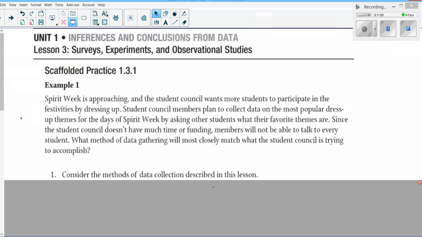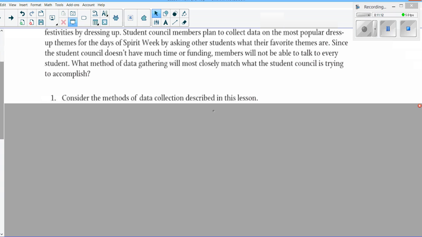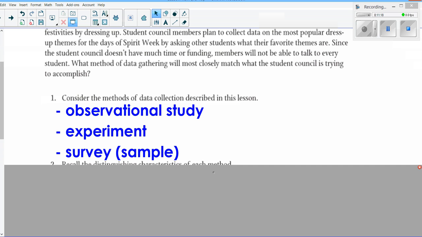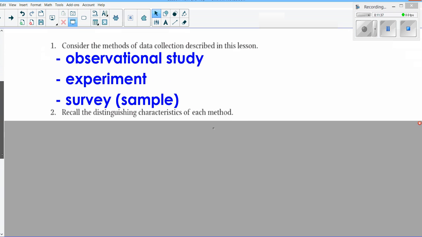So in this one, we're going to take all the steps that the book likes to step out. It says, consider the methods of data collection described in this lesson. So here are your 3 methods, so write all 3 of them down. So we're deciding which of these 3 is most appropriate. Does it seem like it would be a good observational study, an experiment, or a sample survey? Okay. The next part says to recall the distinguishing characteristics of each method, meaning like what would differentiate between the 3.